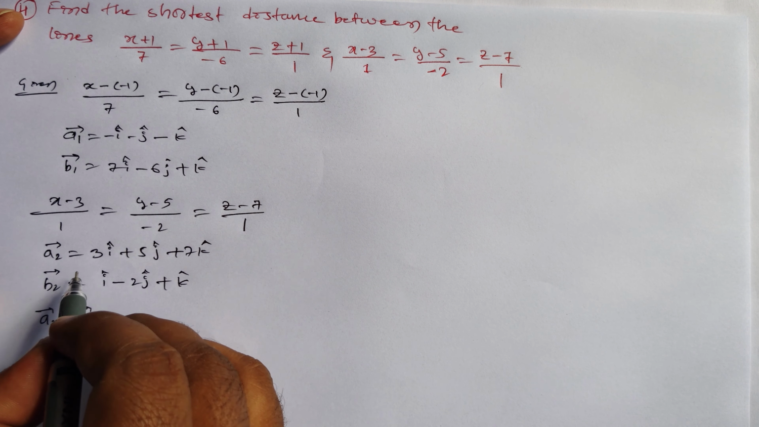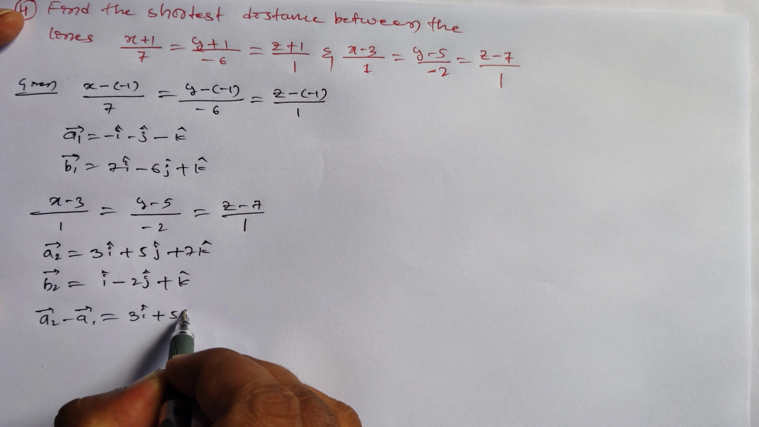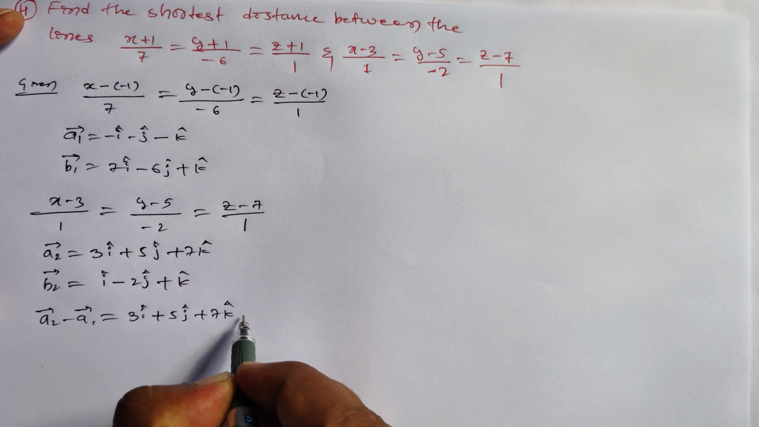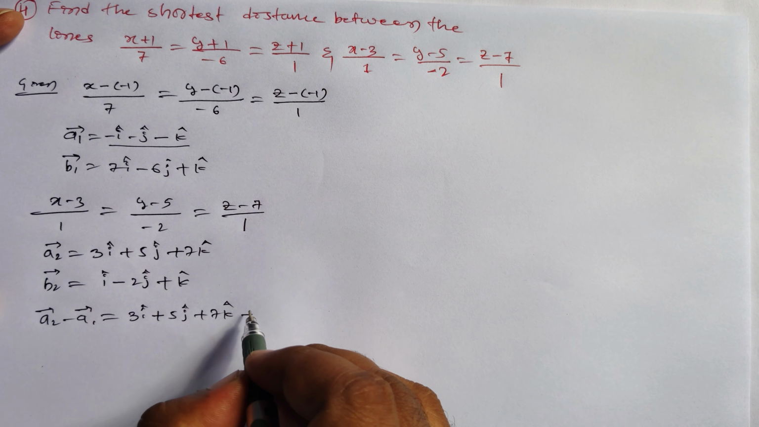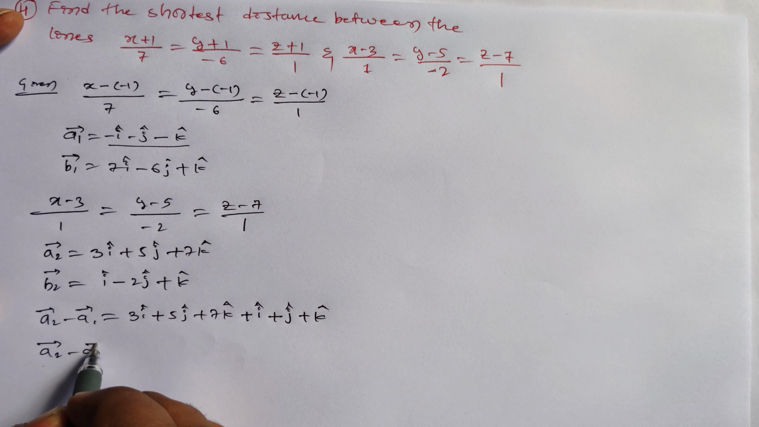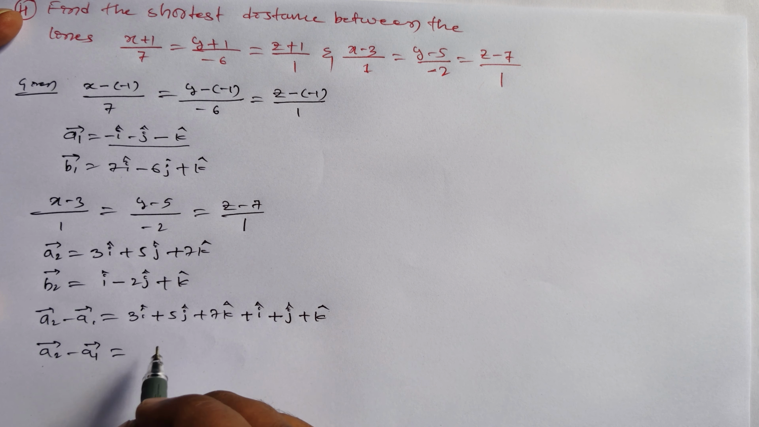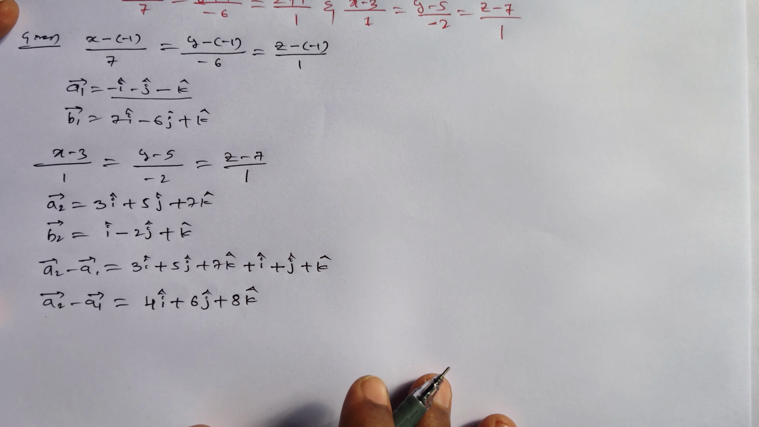So a2 is 3i plus 5j plus 7k, minus, here it is a1, minus i plus j plus k. Okay, so a2 minus a1 is equal to 3i plus j, which becomes 4i plus 6j plus 8k. Okay, this is a2 minus a1. Next, to find b1 cross b2.